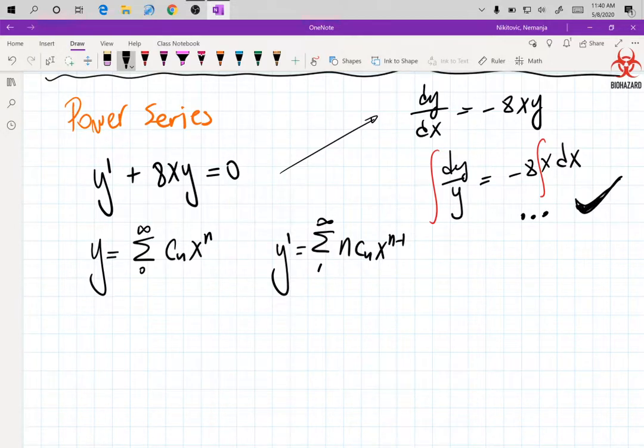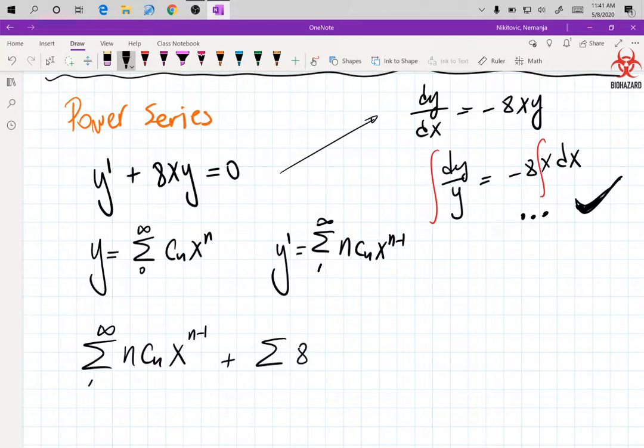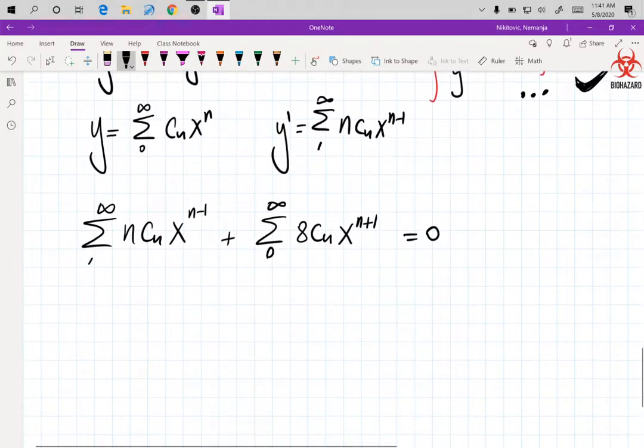Okay, so now I'm going to place all of this into a single series and then see what I need to do. So this is n minus 1 here, plus the summation of 8 c_n x^(n+1), from 0 to infinity, all equal to 0. So x was added to the other x, creating a plus 1, and I have 8. Okay, so this is it.